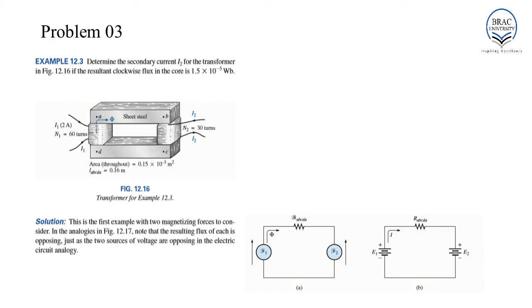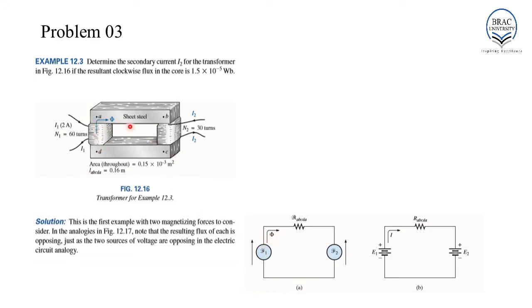Determine the secondary current I2 for the transformer in figure 12.16 if the resultant clockwise flux in the core is 1.5 into 10 to the power minus 5 Webers. So, the product of N1 and I1 can be represented in the equivalent magnetic circuit as F1, and the product of N2 and I2 can be represented by F2 in the equivalent magnetic circuit. The resultant flux will be in the clockwise direction. Hence, phi is in this direction.